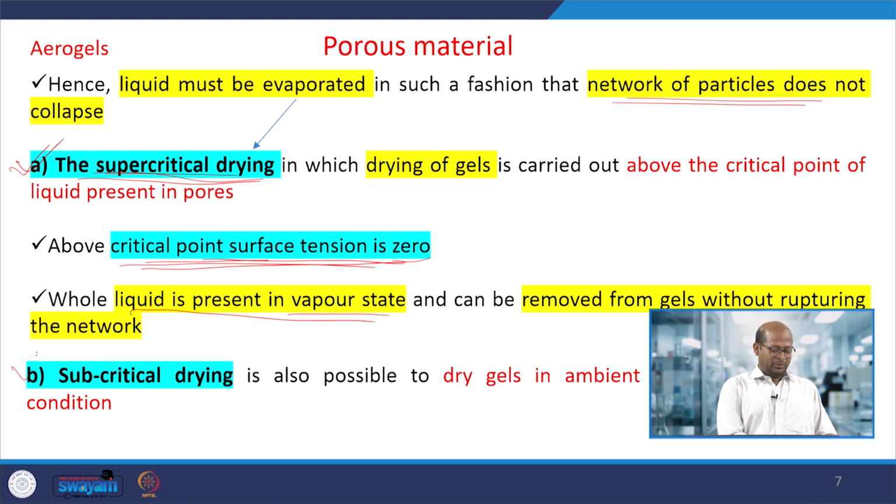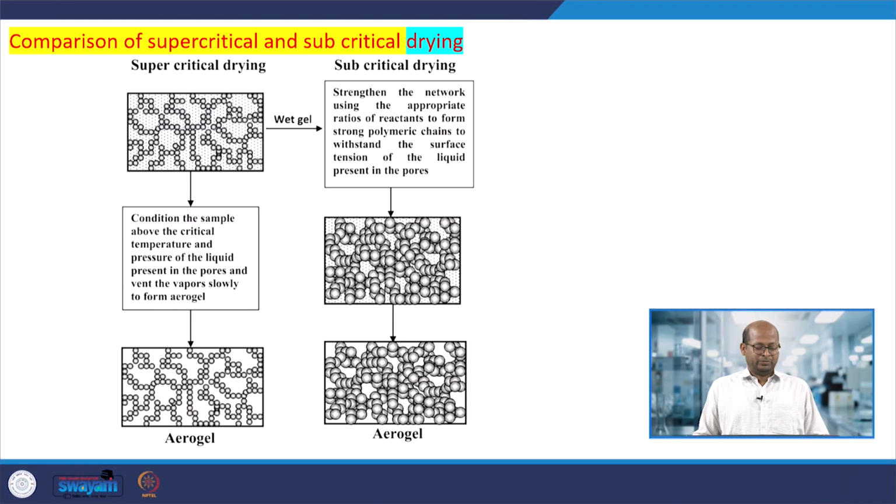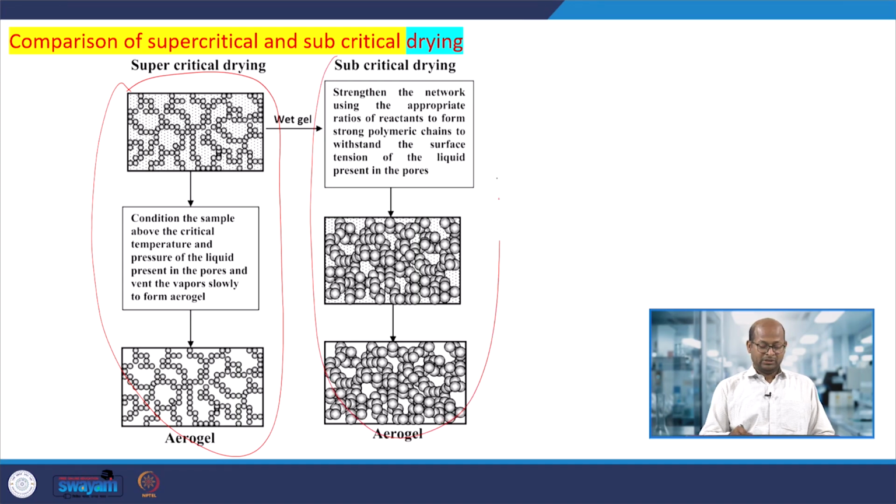And apart from that, subcritical drying at normal temperature is another way to remove the liquid present in the gel network, that is the dry gel. In ambient conditions also we can remove the liquid from the gel. So here there are two different ways. The first one is supercritical drying to prepare aerogels, and this is the subcritical drying method.